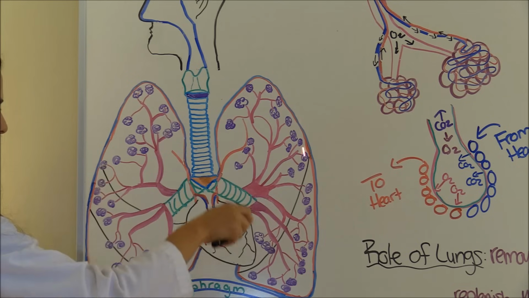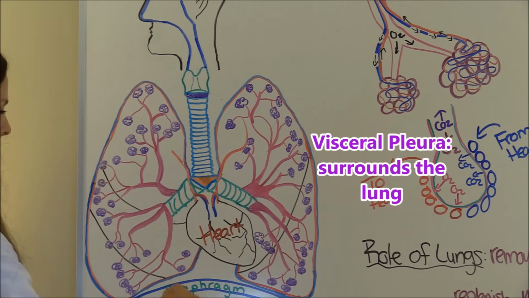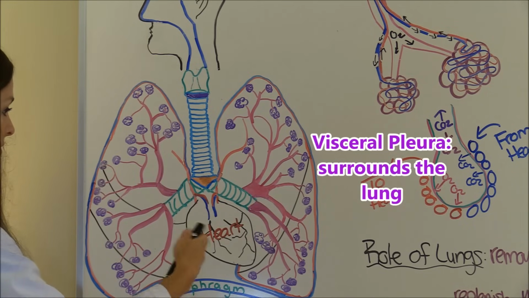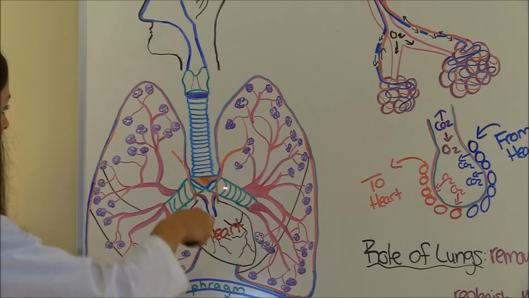Here, the area in the red is your visceral layer. Visceral is surrounding the lung. The lung's a vital organ. Visceral, VI, remember that visceral attaches to the vital organ itself. That is how I remember it.